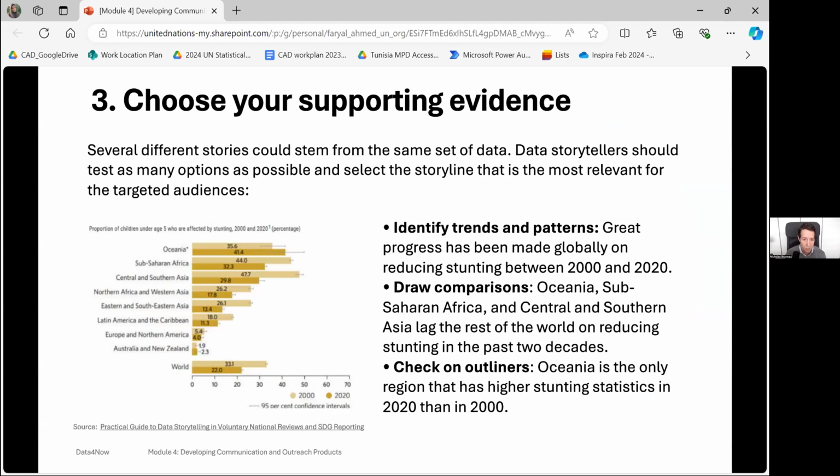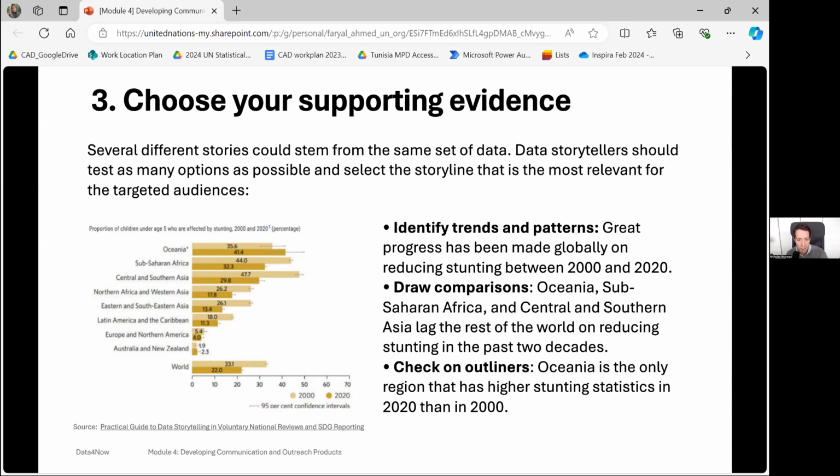In the next slide, continuing on, with the supporting evidence you're going to have a lot of data points. So the important thing is to choose which data you want to focus on, which comparisons you want to focus on, according to your target audience and according to the key message that we defined earlier, so that it really aligns, and you're able to draw comparisons that are relevant for your story, not just any kind of comparisons.